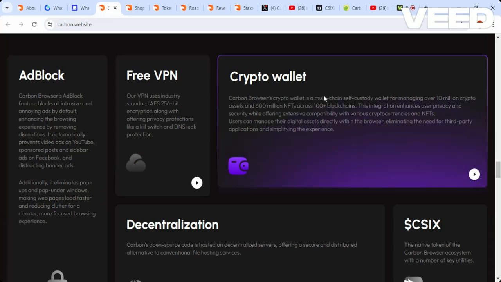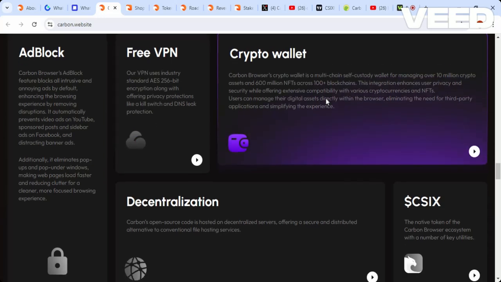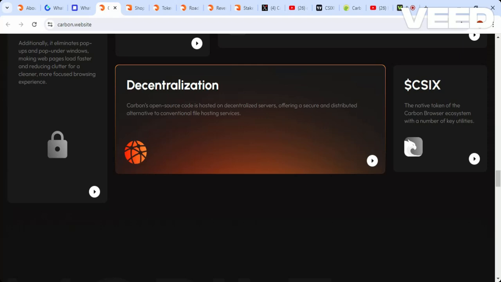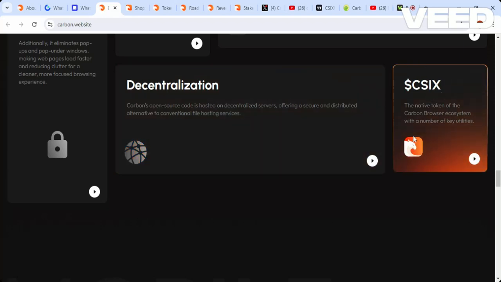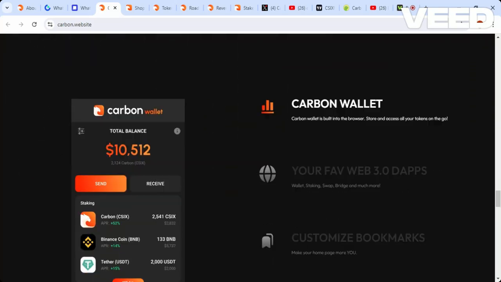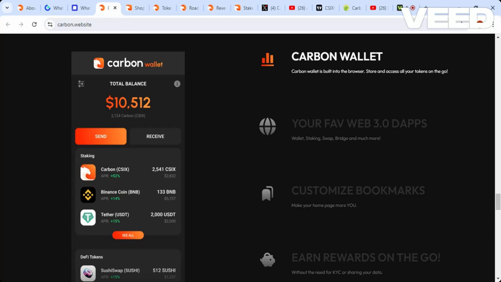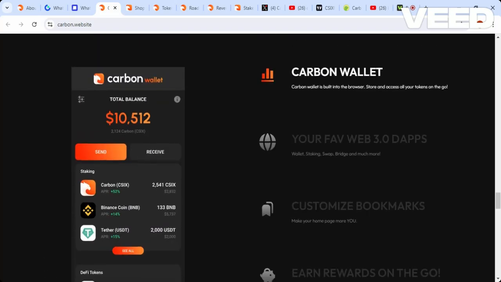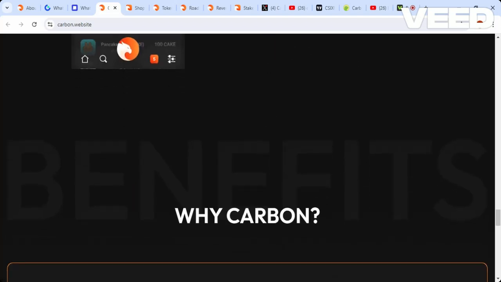We have free VPN. We have a crypto wallet attached to the browser. It is decentralized, and you can use the native token. You can earn the native token while browsing. We have the crypto wallet that's built into your favorite Web3 browser. So this is how the crypto wallet looks on the Carbon browser website.